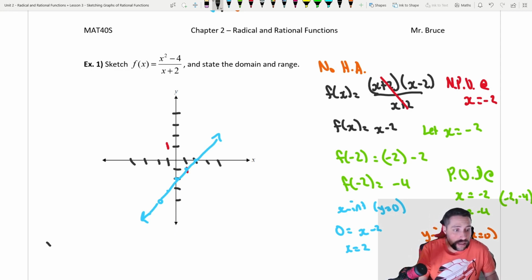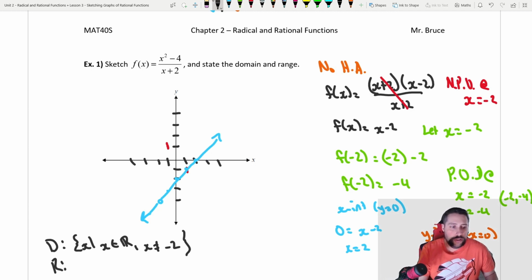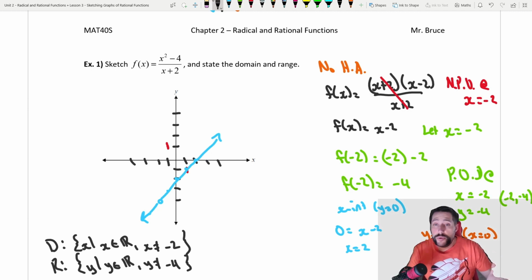Lastly, we need to state the domain. The domain is x such that x is an element of the reals, provided that x cannot equal -2. And finally, the range. The range is y such that y is everything, but y cannot be -4. Okay, so that's how you would do this particular example.